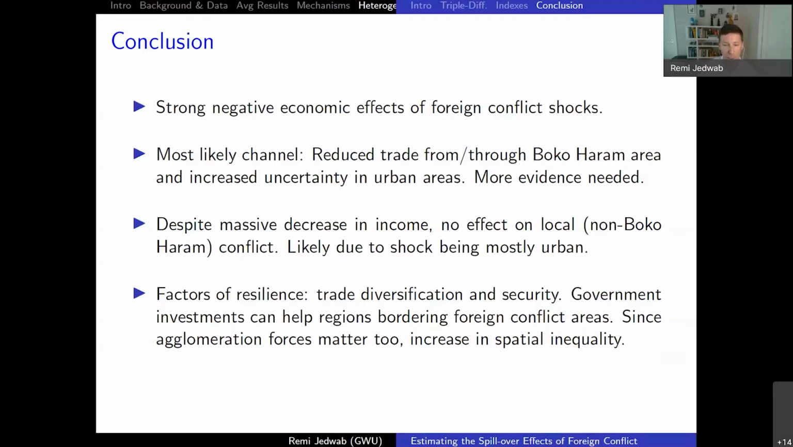So we argue that government investment can help regions bordering foreign conflict areas. However, since aggregation forces matter as well, you should expect an increase in spatial inequality within this region, with some places doing better and some places collapsing entirely.